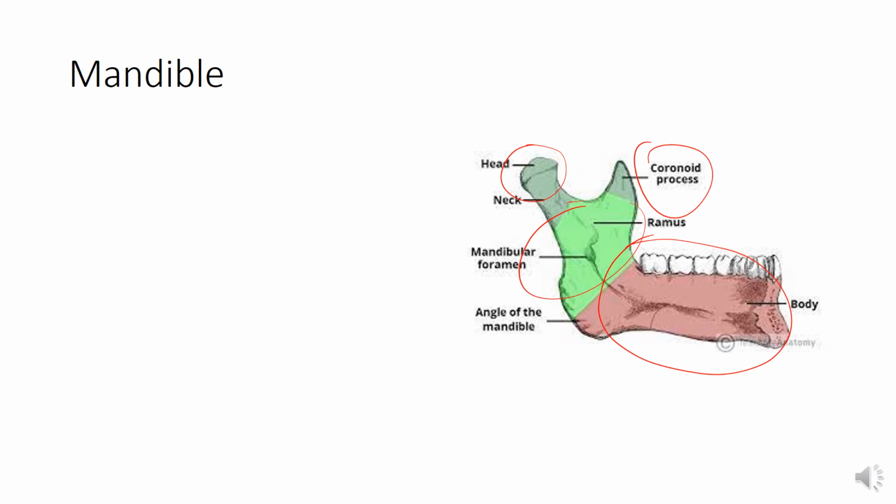Now the body is a curved part with alveolar ridges containing the lower teeth, and a ramus which projects upward almost at right angle to the posterior end of the body. At the upper end, the ramus divides into the condylar process, as I have told you before, which articulates with the temporal bone to form the temporomandibular joint, and the coronoid process which gives attachment to the muscles and ligaments that close the jaw. The point where the ramus joins the body is the angle of the mandible.